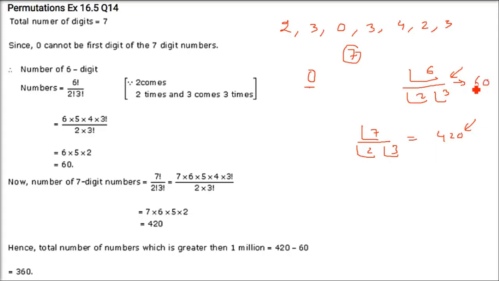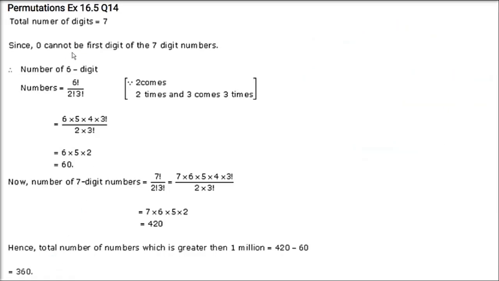So this is 60. Now we have to remove this 60 from 420. We want the number to be more than 10 lakhs, so we have to remove those numbers which have 0 first. That is this 60. So 420 minus 60 is 360. So the total number of numbers greater than 1 million is 360.